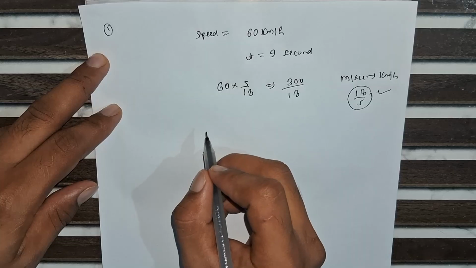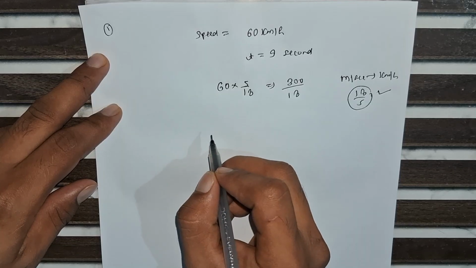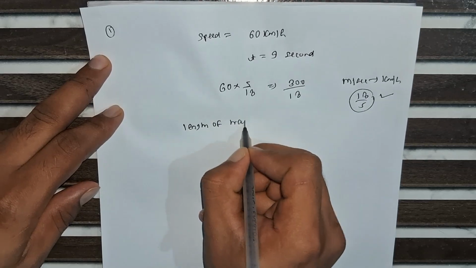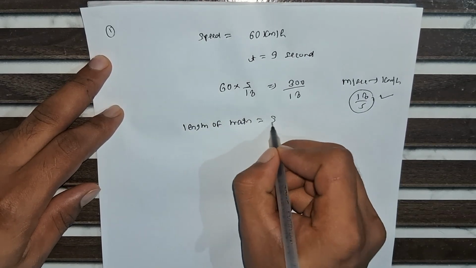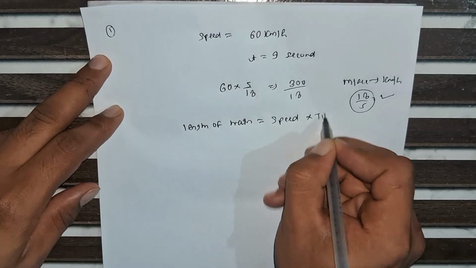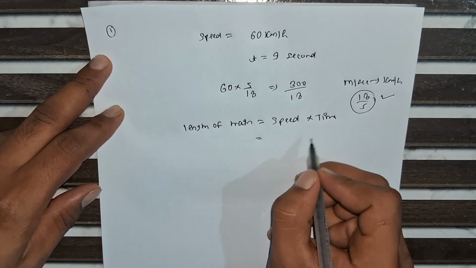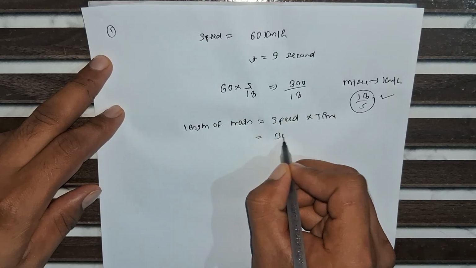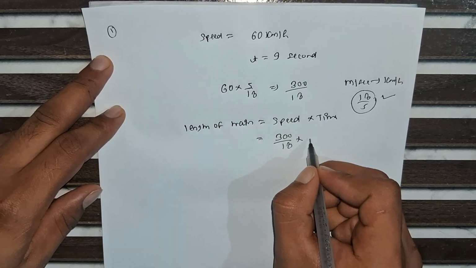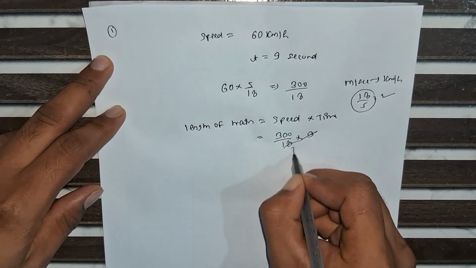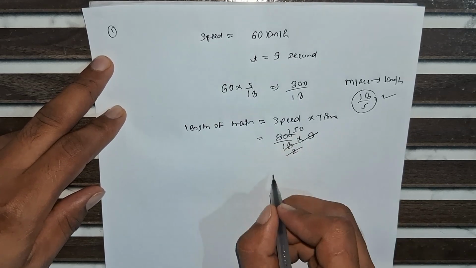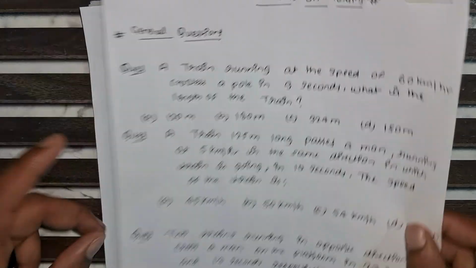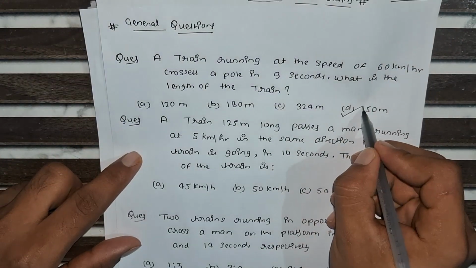In the first question, we have to find the length of the train, which is nothing but the distance. So length of the train equals speed of the train into time taken by the train, 9 seconds. Speed is 300 by 18 and time taken is 9. So this is 9 to 18 and this is 150. So the length of the train is 150 meter. Here our D option is correct.